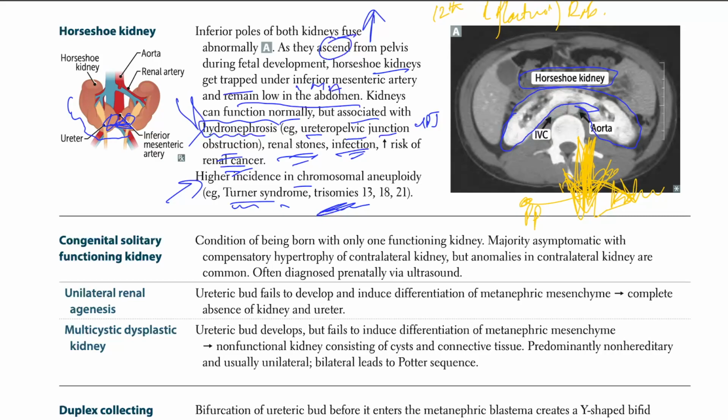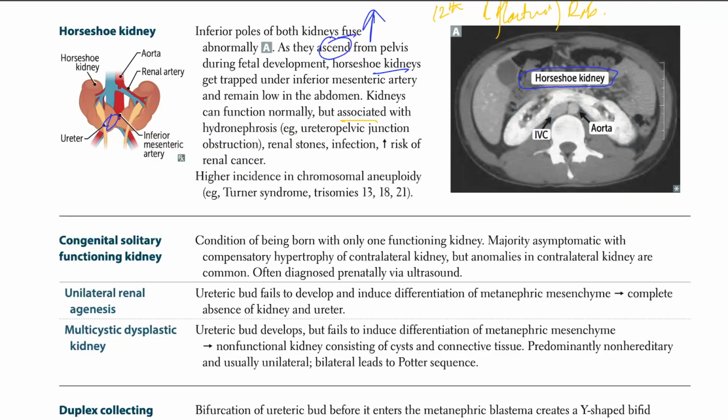And if you have a horseshoe kidney now, you already had the left side low, now you have it way lower than that. Okay, that's one thing. Second thing, when they say that it's associated with renal cancer, which cancers? In children, we are looking at Wilms tumor. And in adults, we're looking for RCC, renal cell cancer.